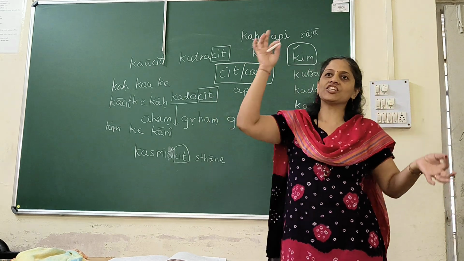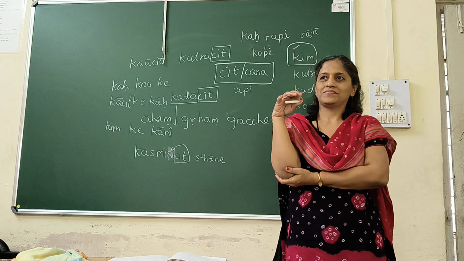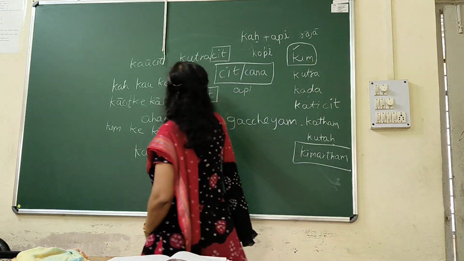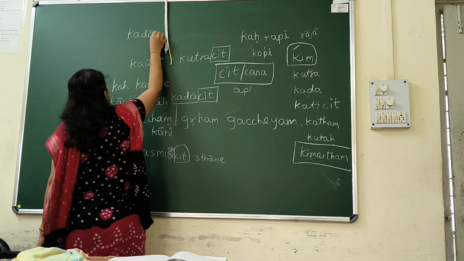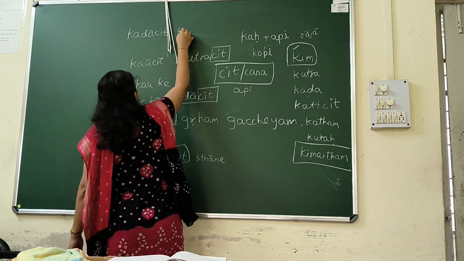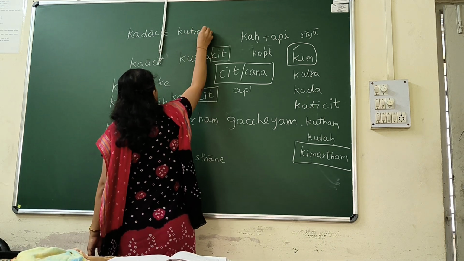Kutrachit vane kaschana Raja avasat. Let me write one sentence which we will not be able to translate into English very easily. Kadachit, kutrachit. Let's try.